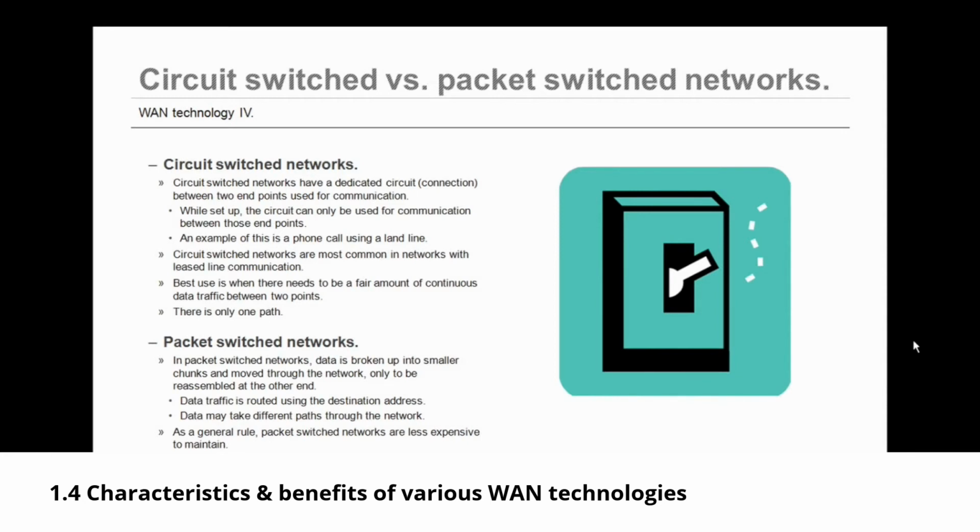On the other hand, in packet switched networks, data is broken up into smaller chunks and moved through the network, only to be reassembled at the other end. The data is routed using the destination address, and the data may take different paths through the network that it's traveling through. As a general rule, packet switched networks are less expensive to maintain. Why? Because the user doesn't have to maintain a dedicated circuit 24/7. They're only paying for what they're using.